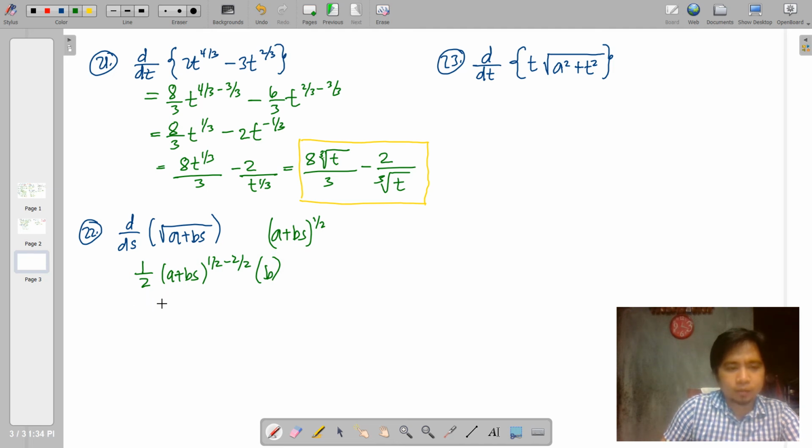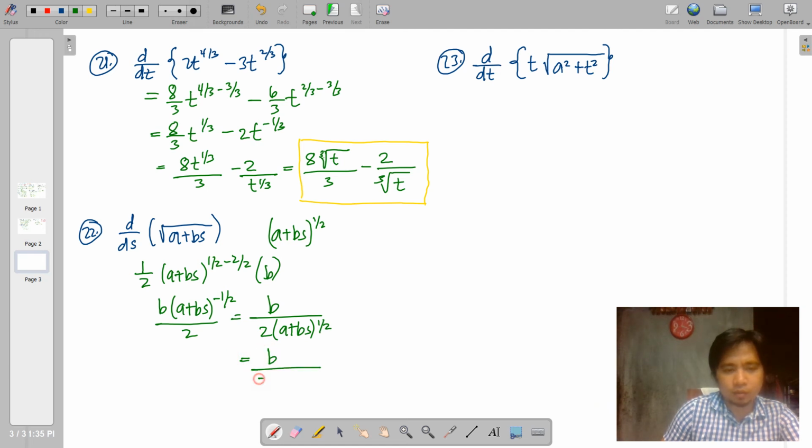So we have here now b all over 2, (a plus bx) raised to negative 1/2. You just bring down the negative exponent, or take the reciprocal. (a plus bx) raised to 1/2. So finally, we have b all over 2 square root of a plus bx. So this shall be the answer for number 22.